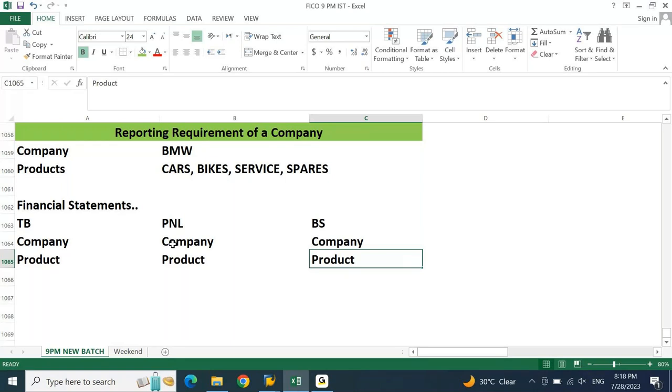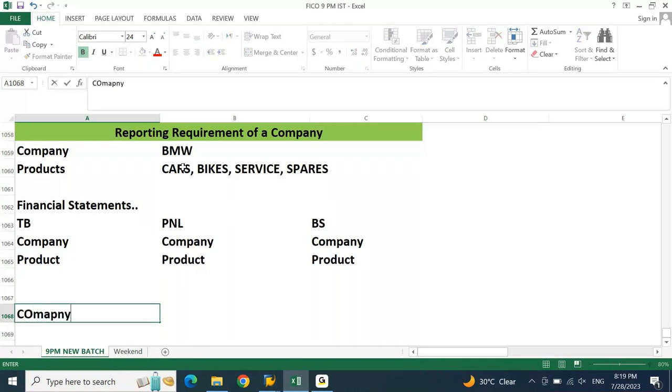For me to capture the profitability at each product class level, I need to create something called profit center. This is a common requirement in most of the organizations which use SAP. They will create their product class as the profit center. When we talk about product class as profit center, car is a profit center for me. Bike is a profit center for me. Service is a profit center for me. Spare is a profit center for me. So here I am going to generate at the company level and at the product level.